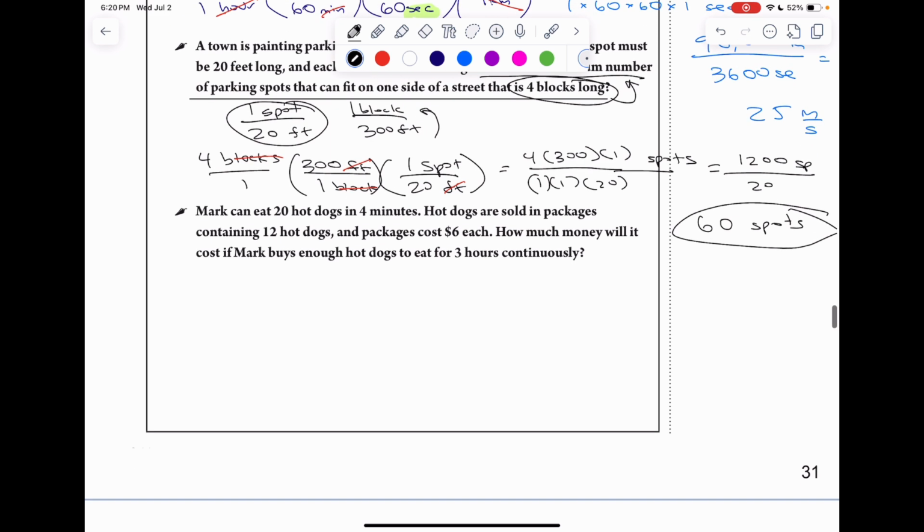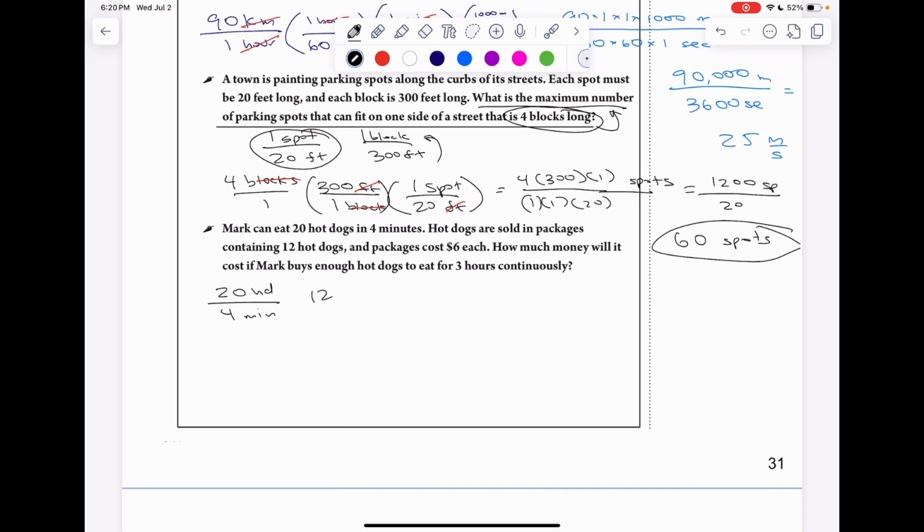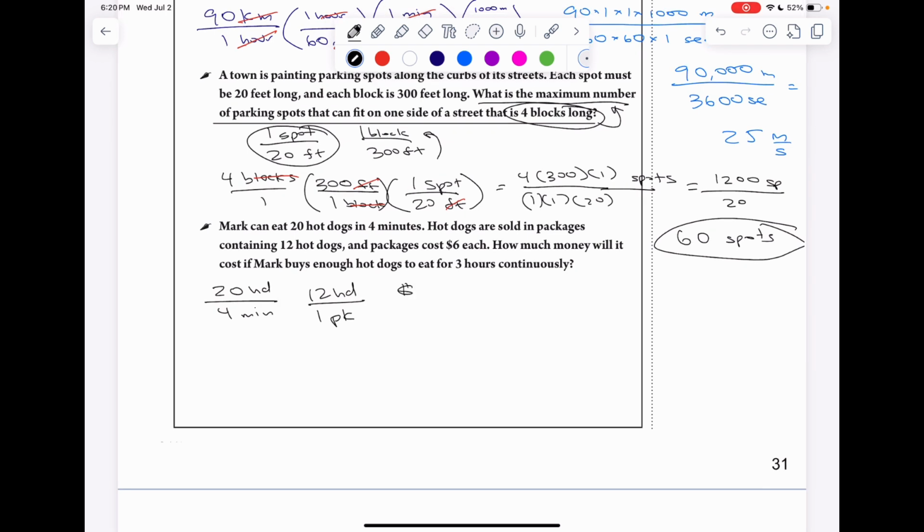All right, this last one's a doozy. Hang in there with me. Mark can eat 20 hot dogs in 4 minutes. Hot dogs are sold in packages containing 12 hot dogs in 1 package. Packages cost $6 each, so it's $6 for every 1 package. How much money will it cost if Mark buys enough hot dogs to eat for 3 hours continuously?